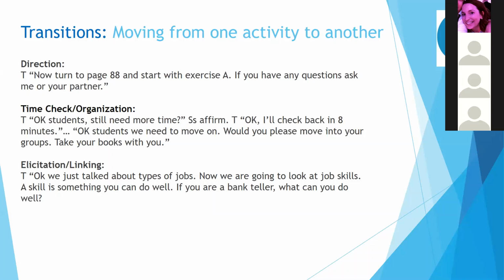Okay, we just talked about types of jobs. Now we're going to look at job skills. A skill is something you can do well. If you're a bank teller, what can you do? So you're taking the previous activity and you're actually using a transition to connect to the next activity versus, turn to page 69 and we're going to do exercise A, right?